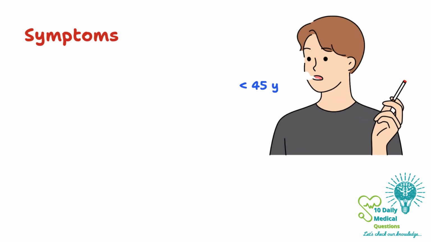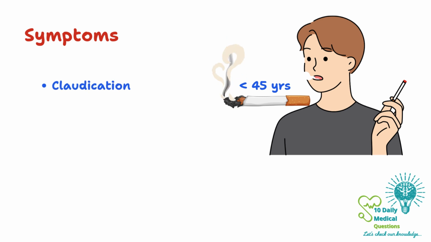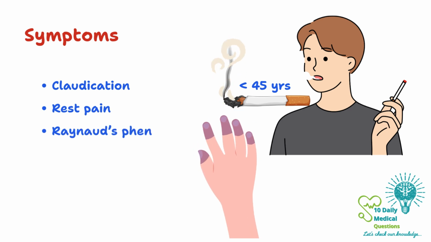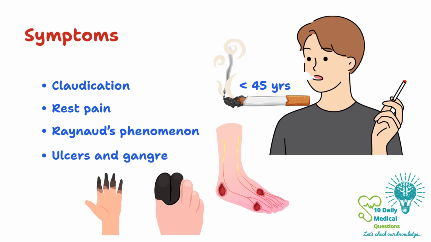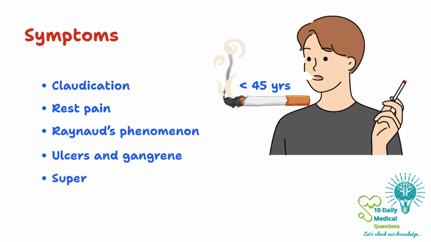Symptoms: Symptoms of Buerger's disease typically appear in young adults, often under 45 years old, who have a history of heavy smoking. This includes intermittent claudication, pain in the legs or arms during activity that resolves with rest; rest pain in the fingers and toes, which worsens at night; Raynaud's phenomenon, fingers and toes turning white or blue in response to cold or stress; ulcers and gangrene, particularly in the fingers and toes; superficial thrombophlebitis, inflammation of the veins with pain and redness.